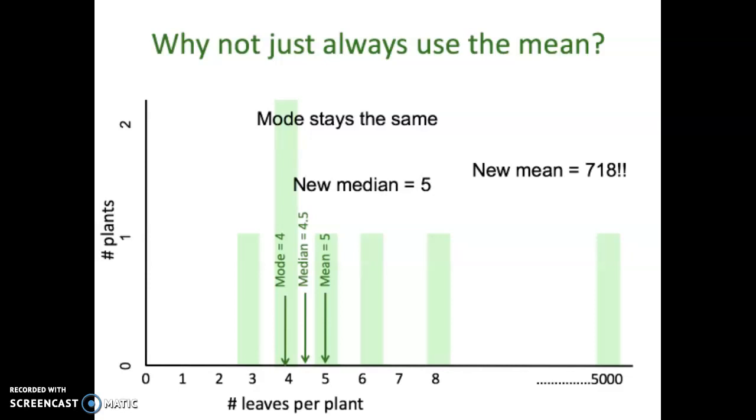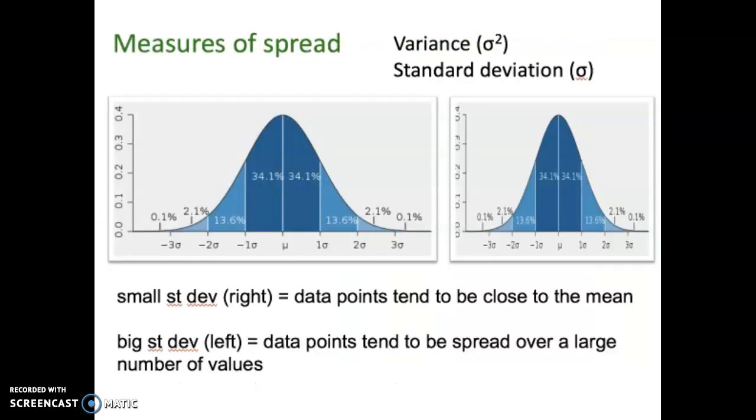So if our original mean on that last slide is 5, our median is 4.5, and our mode is 4, if we add just that single value way up at 5,000, that pushes our mean all the way up to 718. But notice that the mode would actually stay the same. There are still 2 plants with 4 leaves, and the median would only get bumped up to 5 rather than 4.5. So the key here is that the mean is really sensitive to extreme values, whereas the median and the mode tend to fall in the center of the distribution regardless of its shape and spread.